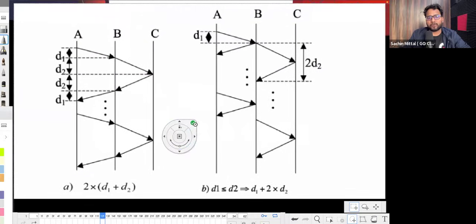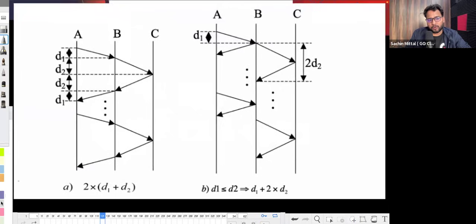In one case you are having end-to-end flow control, which means the acknowledgement is sent by C only. B will just transfer it as it is, so the acknowledgement will be sent by C. This is the time to transfer from A to B, D1, and then from B to C, D2. D1 and D2 are the times which are given to us. If it is end-to-end flow control, it is easy: it will be D1 plus D2 and D1 plus D2, so 2 into (D1 plus D2).